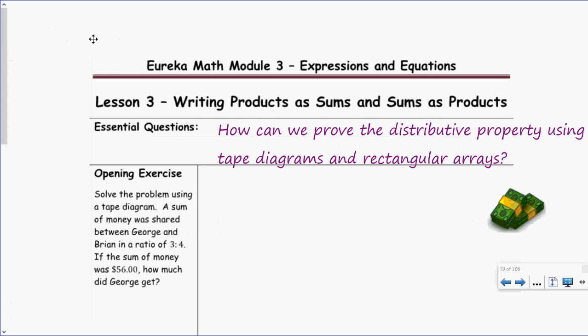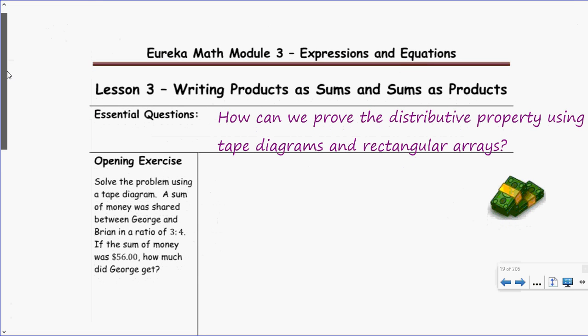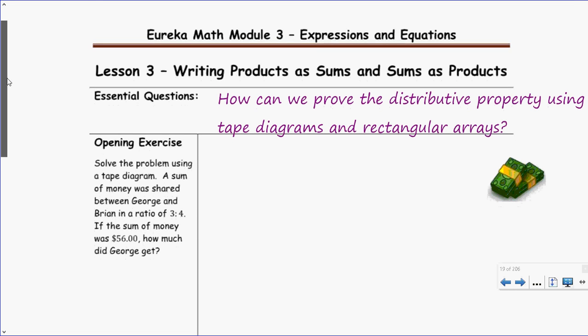Hi everybody, this is lesson 3, writing products as sums and sums as products. That might sound a little confusing, but our essential question here is how can we prove the distributive property using tape diagrams and rectangular arrays? Tape diagrams are something that you should be familiar with. If not, I'll go ahead and explain it as we go.